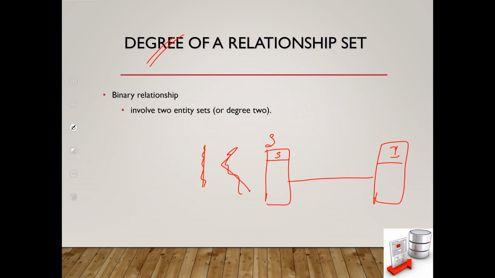They are related. How many entities are here? There are only two entities. You have an entity called student and you have another entity called instructor. There are only two entities. So you say the degree of this relationship is 2. Let's see another one.